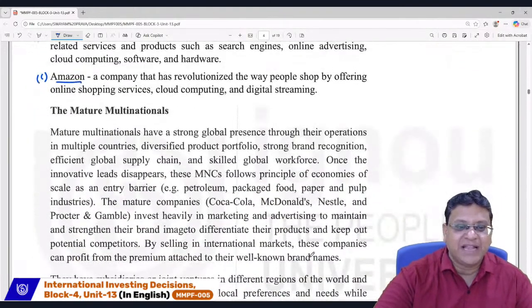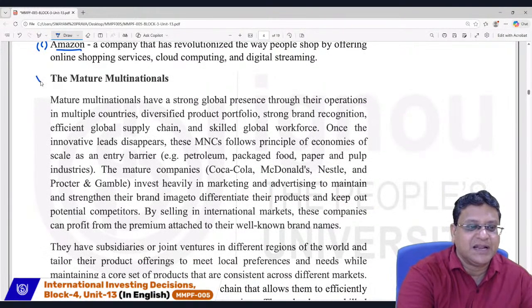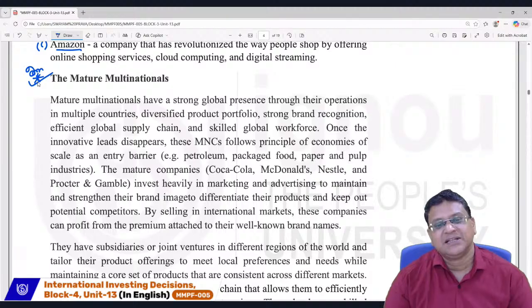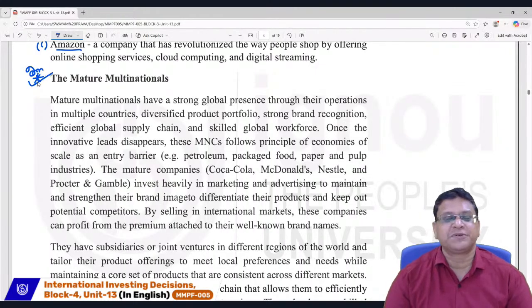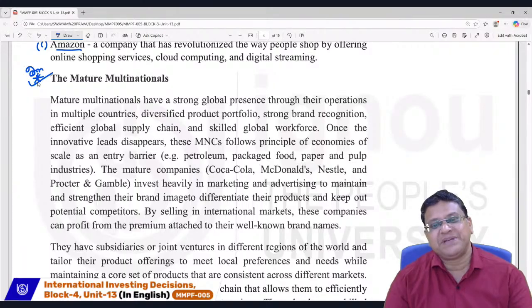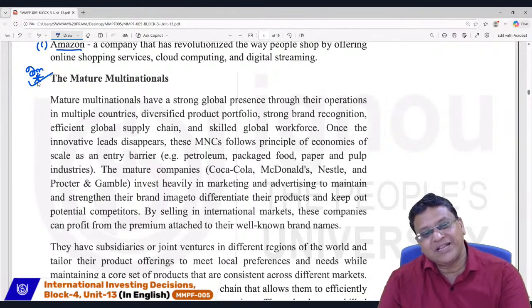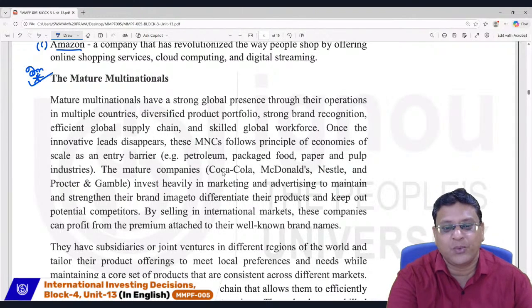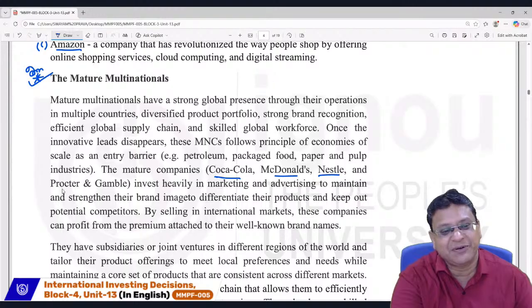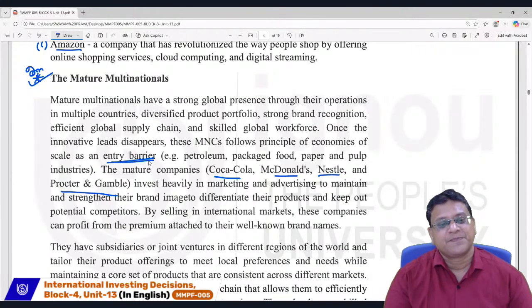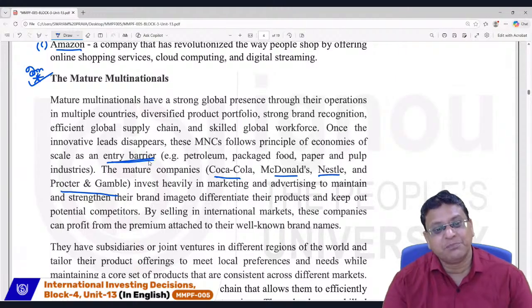The second type of MNC is the mature multinational. What is a mature multinational? These companies are already mature. Mature means they have taken the economies of scale. They have their production based in different countries. Now they do not want to encourage any competition, like Pepsi, Coca-Cola, McDonald's, Nestle, and Procter and Gamble. They have operations in different countries, and they want to create entry barriers so that the competitive advantage remains for a longer period of time.